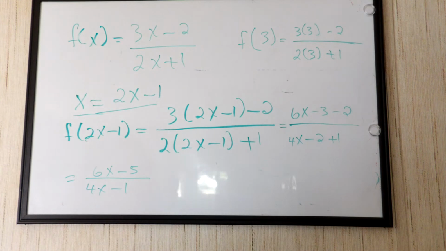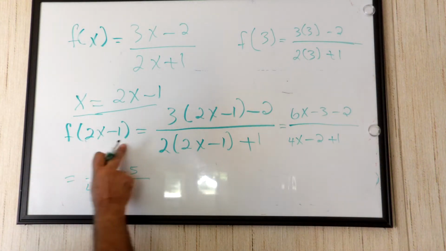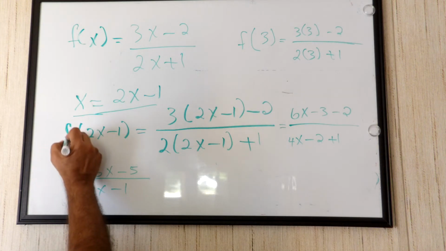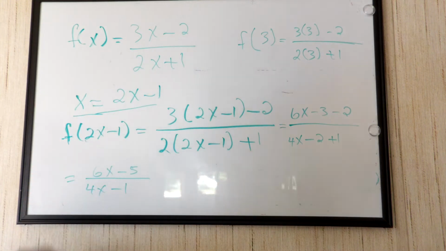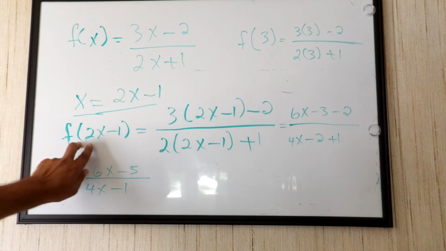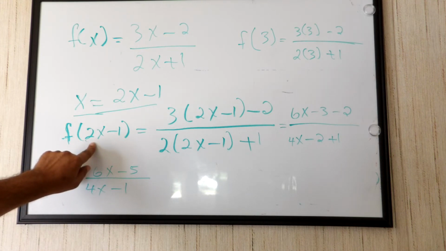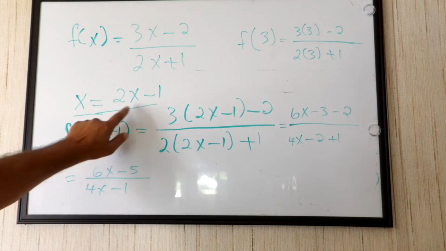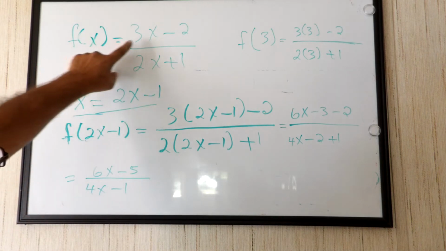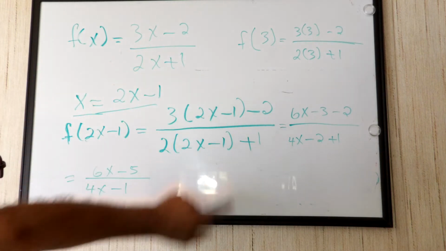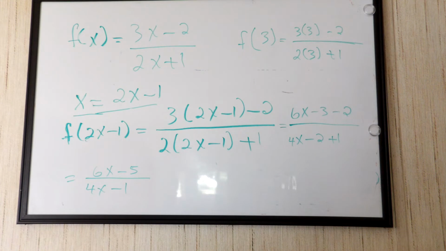See, you just substitute. If you are asked what's going to be the function when x is 2x minus 1, you put, instead of x here, 2x minus 1, and then you solve this, and you get the result.